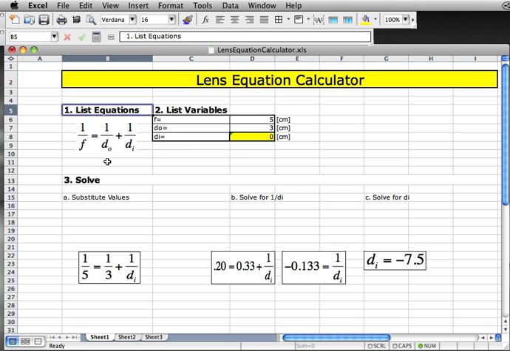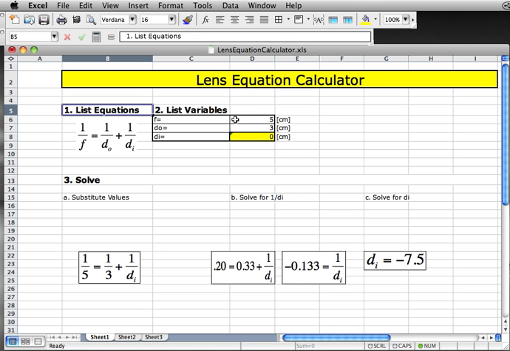You have the lens equation here, the variables for each one of those terms in the equation, and then the solve part. I'm going to break the solve part up into 3 subparts so you can see what I'm doing a little more easily. What you see down here are little boxes with some equations in them. You don't need this for the calculator. This is just to show you each of the steps as I work through the problem.